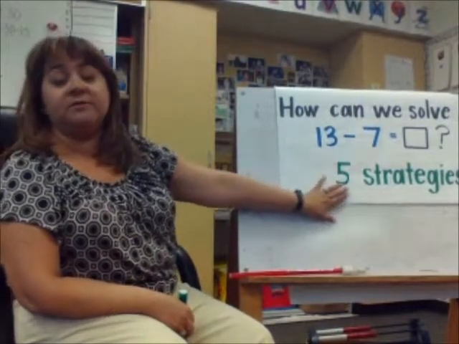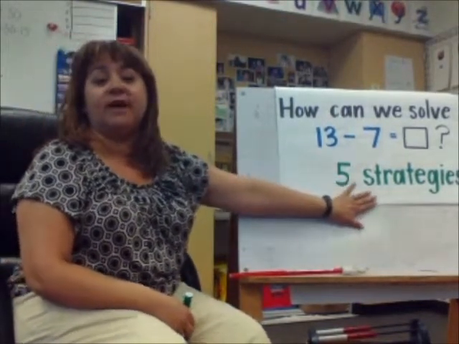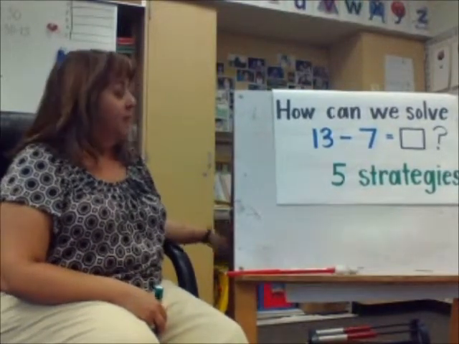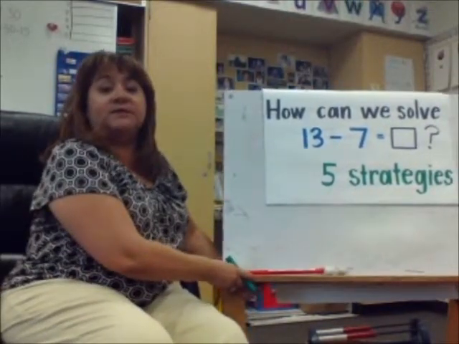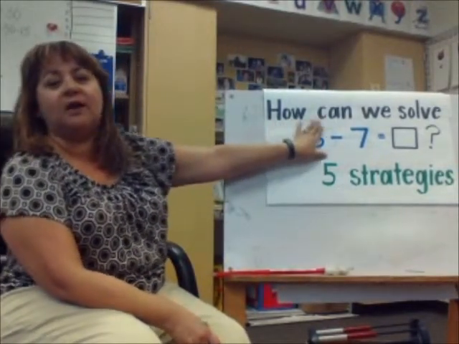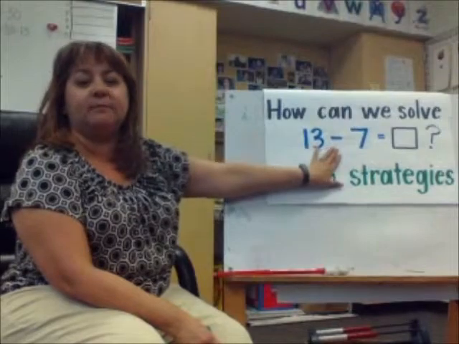So today we're going to be looking at 5 of the strategies that your child will be learning in Module 2. And we're going to do each strategy with the same number sentence. So our question is, how can we solve 13 minus 7?